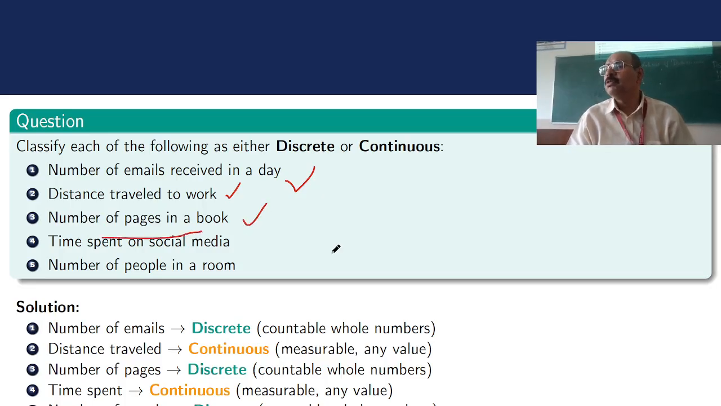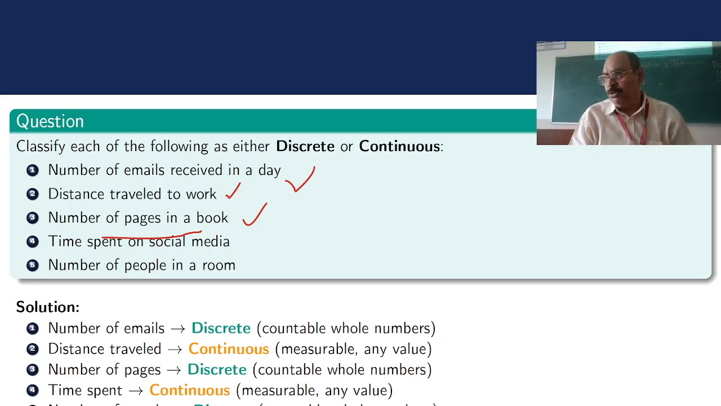Why is it discrete? Fixed values, right? It does not change, no? You cannot have half a page. You cannot have decimal values. So in most cases where you don't have decimal values, it is discrete. Time, wherever you see time, you can be sure that it will be continuous.